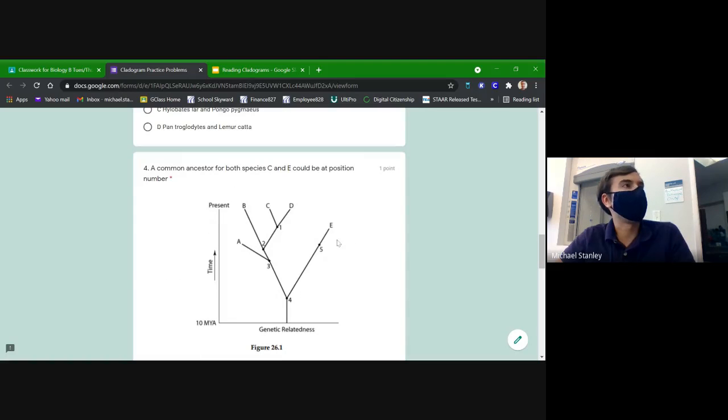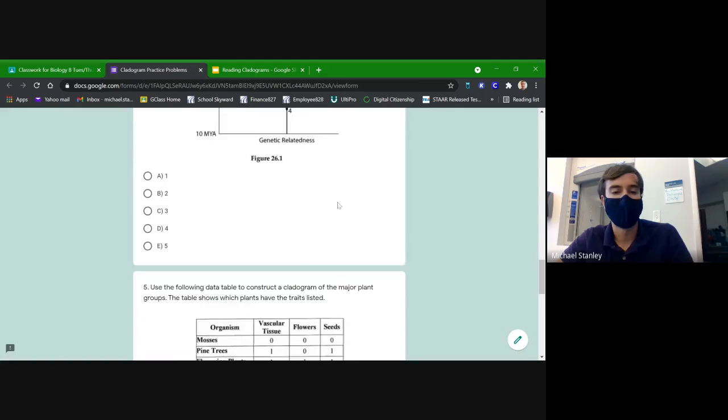Here we have another kind of funky looking cladogram, and it's asking about species C and species E. Which one of these numbers represents their common ancestor? So we're looking for where C and E join up together.